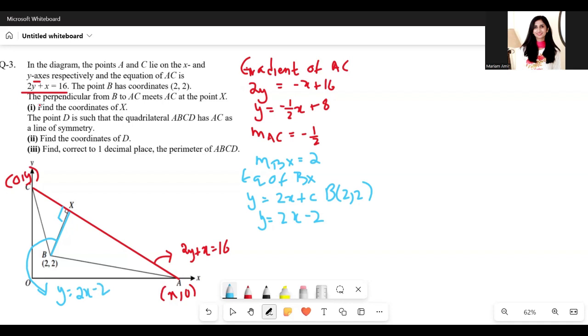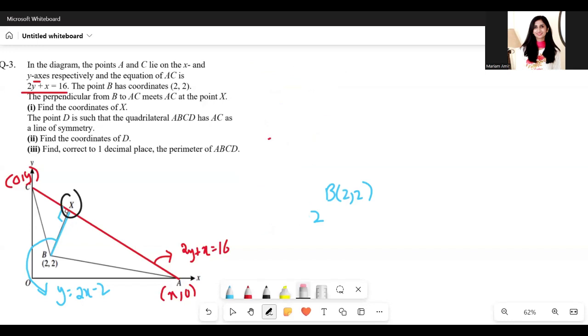Now we're going to solve both the lines simultaneously and get their point of intersection. This point. If you extend the line BX and look at the line AC, point X is the point of intersection. So to find the point of intersection, you have to use simultaneous equations. Let me clear this. So now we have two equations. One is of AC, which was originally given in the question, 2y plus x equals 16. And the other one is BX that we've just found. I'm rearranging BX slightly: y minus 2x equals minus 2. Now we need to solve these simultaneously.